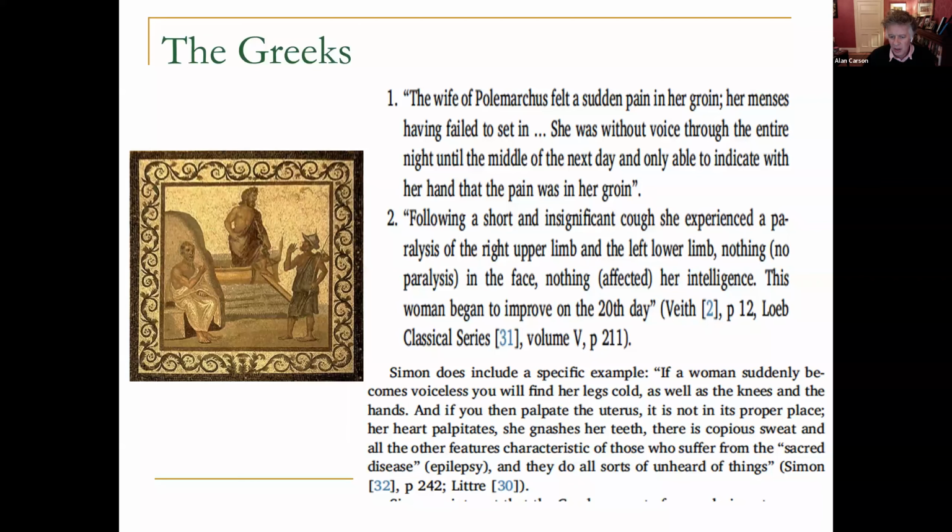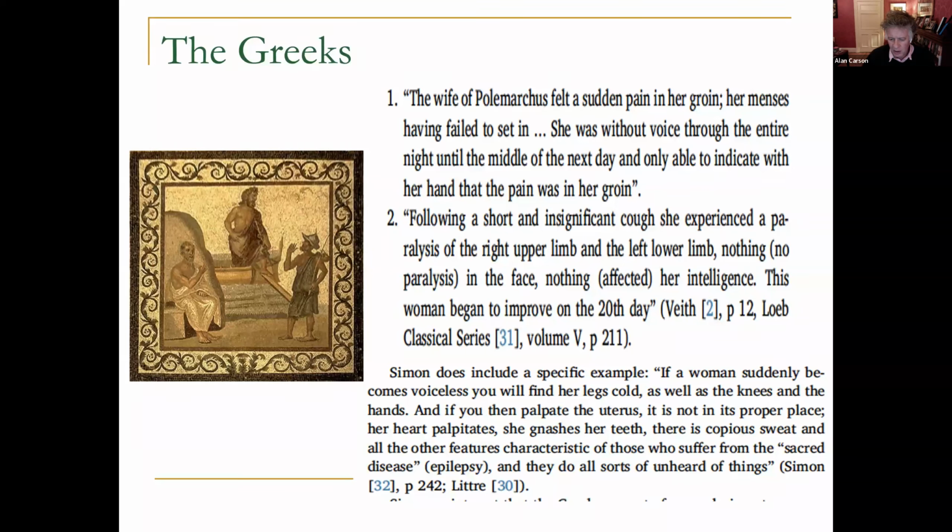Similarly, the second case she cites possibly has more suggestion of a functional disorder: a short insignificant cough. There's a paralysis of the right upper limb and the left lower limb, but no paralysis of the face, no effect on cognition, that suddenly improved after 20 days. And it's difficult to necessarily think of some disorder that would fit with that. But notably, there's no mention of uterine involvement in this case. These are the mainstays she found as evidence in the Hippocratic canon, but I think it's quite weak.